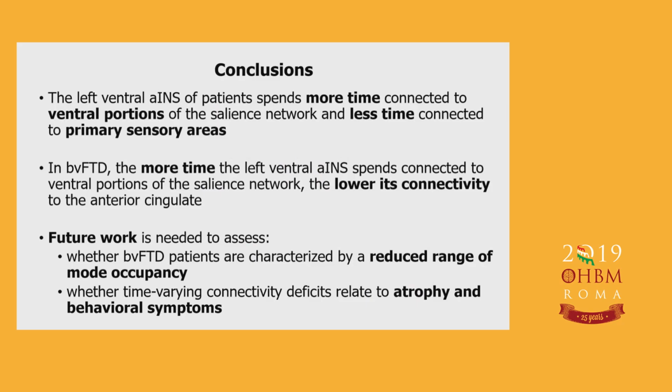So in conclusion, our findings suggest that the left ventral, anterior insula of patients spends more time connected to ventral portions of the salience network, but less time connected to primary sensory areas. And this is not trivial, since another alternative hypothesis would have been that since the insula and anterior cingulate are atrophied, the insula gets input then from, for example, extra-salience network regions, primary sensory regions, or even other cognitive networks, also DMN or attentional networks.